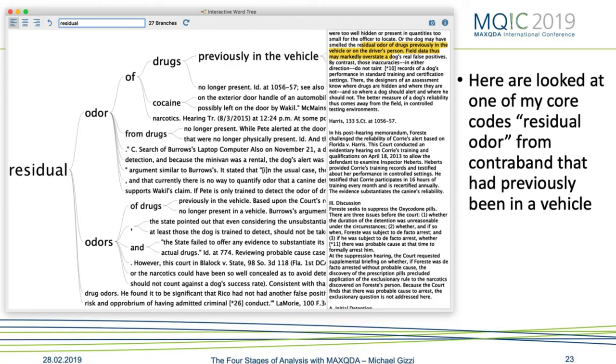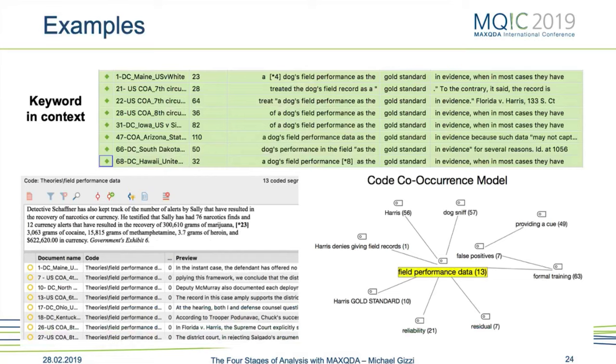I'm thinking through this. There are so many other tools you could use. Keyword in context is one I like. I knew one of the things the Supreme Court said was that field performance was not the gold standard for measuring the reliability of a search. So show me the words where that appears in my documents on both sides, before and after.